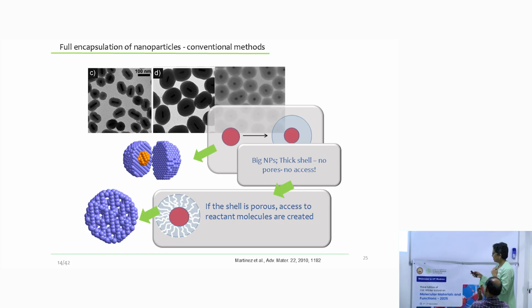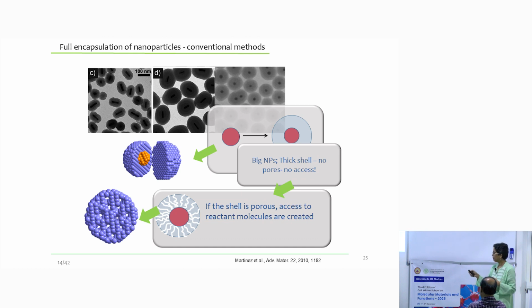But for us, it is not possible, because in this kind of encapsulation, it is completely covered. You see here, you have the particle and then it's completely covered. Again, the same problem. Now, how will the reactant molecules, for example CO and oxygen, reach the gold or platinum, right?